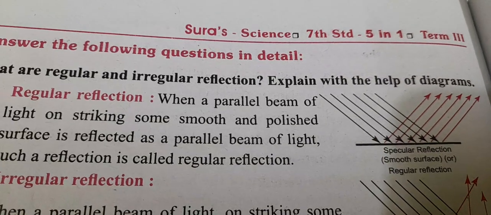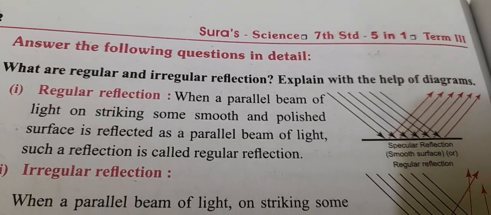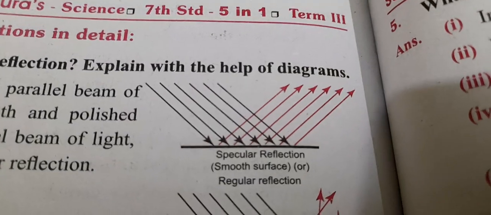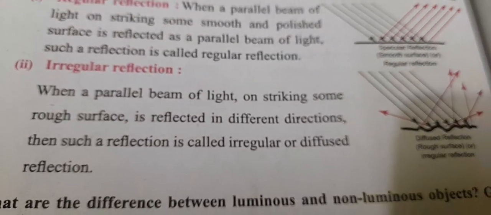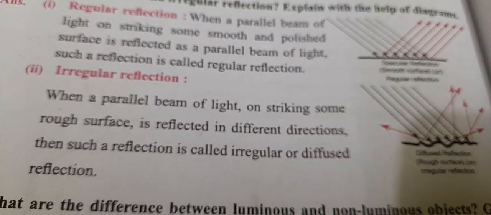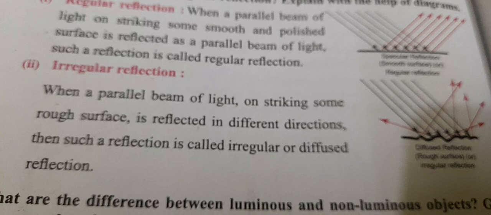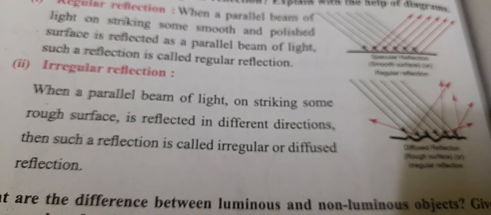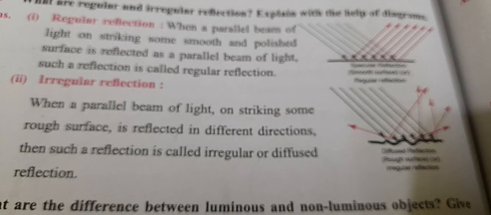Regular reflection: when a parallel beam of light striking a smooth and polished surface is reflected as a parallel beam of light, such a reflection is called regular reflection. Irregular reflection: when a parallel beam of light strikes a rough surface and is reflected in different directions, such a reflection is called irregular or diffused reflection.